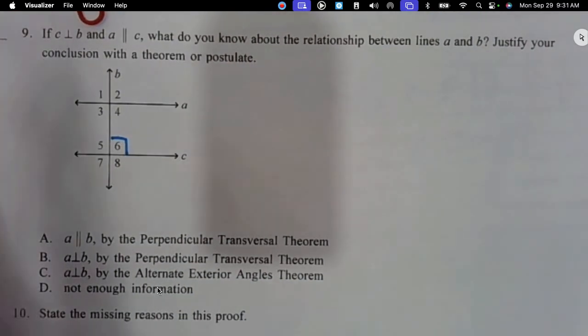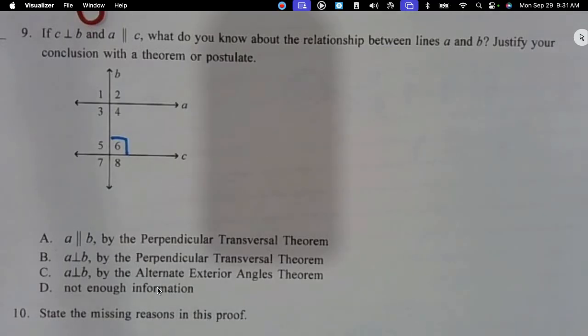Number 9, this one's from today, okay? It'll probably be the same kind of question. It says, if C and B are perpendicular and A and C are parallel, what are A and B? Just look at the picture. Perpendicular. You've already narrowed it down to two answer choices, a 50-50 chance of getting it.